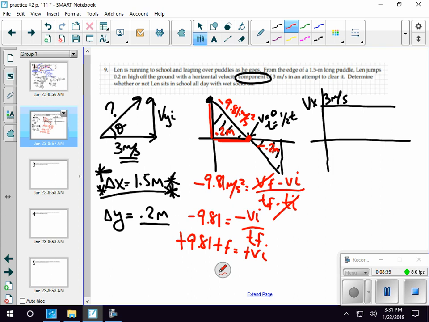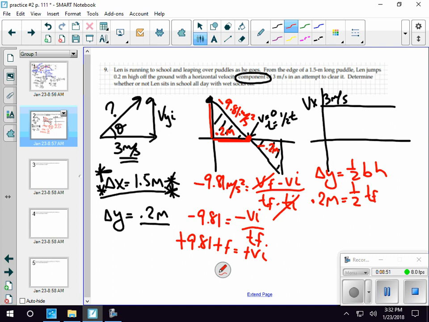All right, still not too close to an answer here. So now it's time to use our area under the curve. We're going to use that first triangle because that's the one we need. Okay, so the base is going to be Tf.